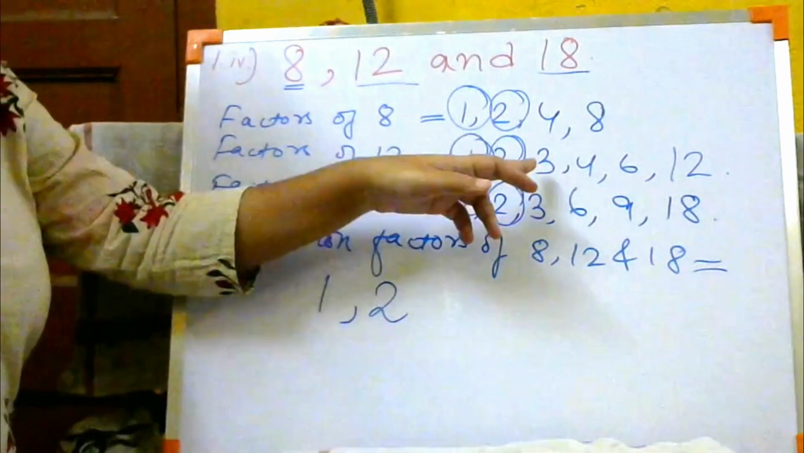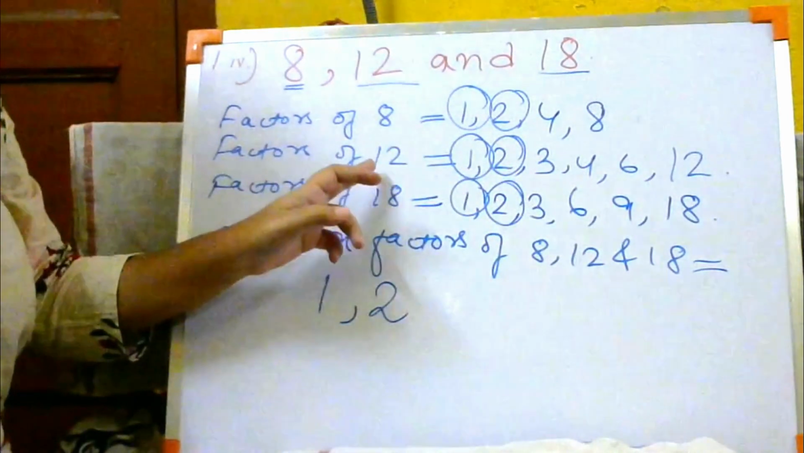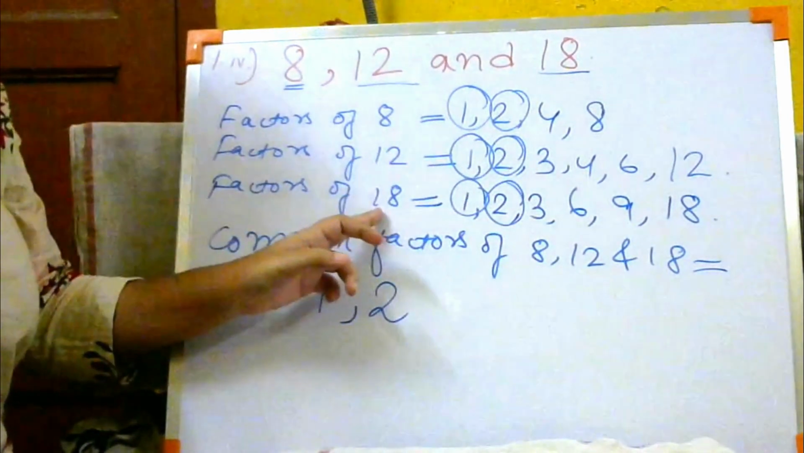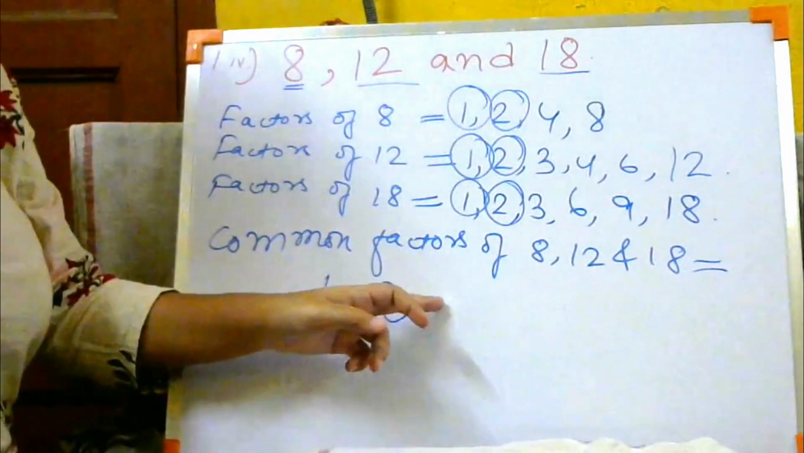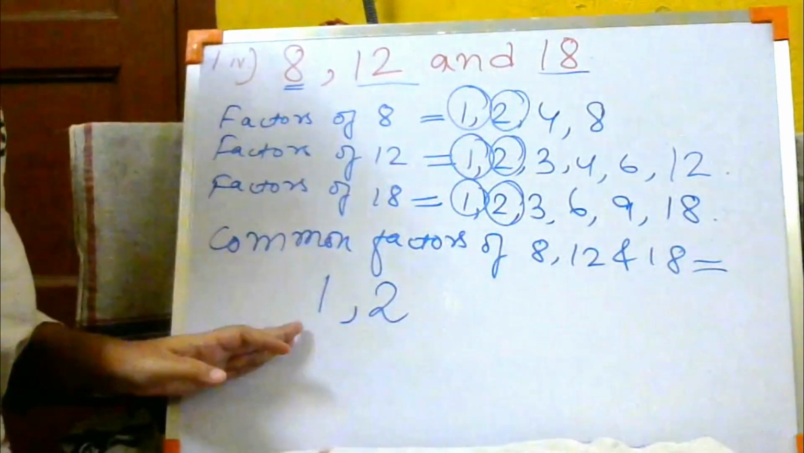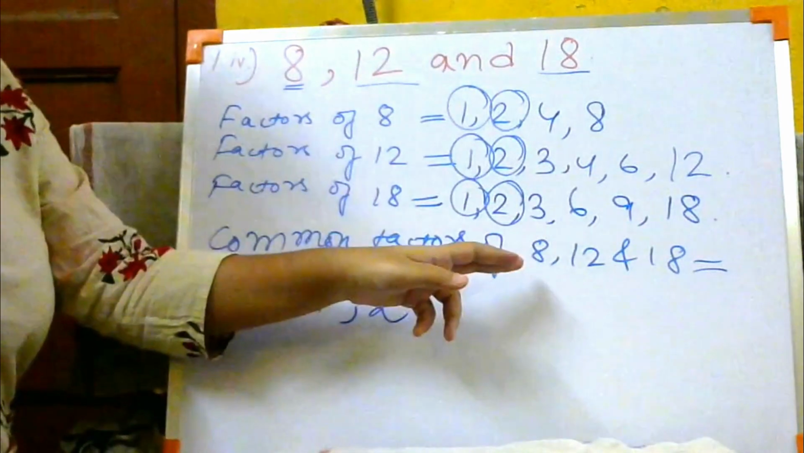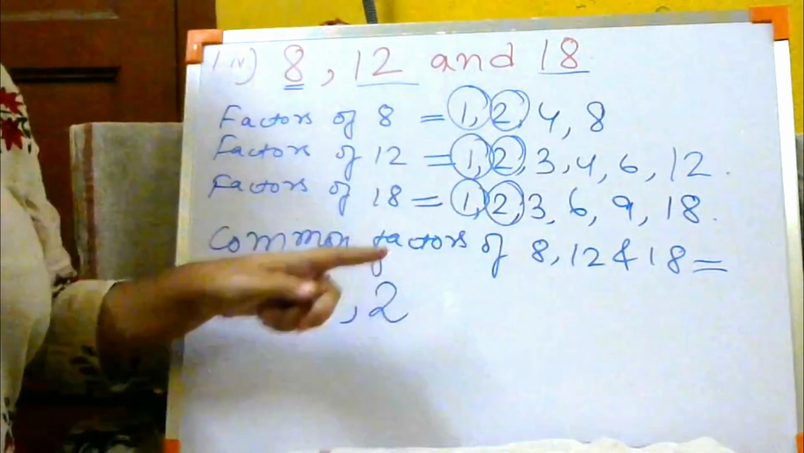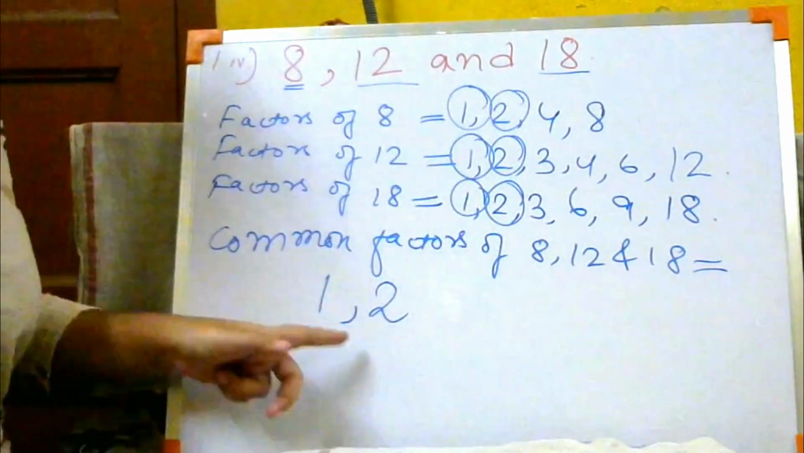I can come to this digit 3. 3 is a common factor of 12, 3 is a common factor of 18. But it is not a common factor of 8, so it is not a common factor. Common factors of 8, 12, 18 means write the number which is common in all three. So it is only 1 and 2 which is common over here, isn't it? So that is why I have written 1 and 2.